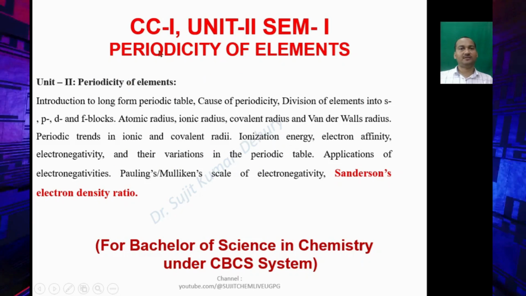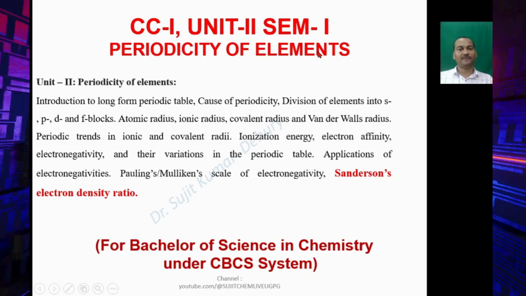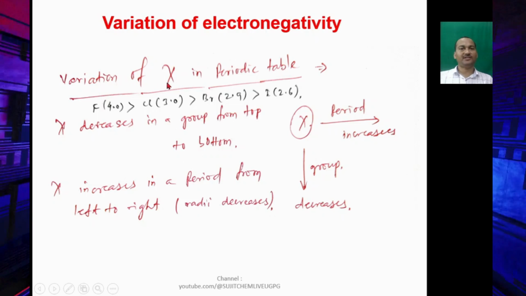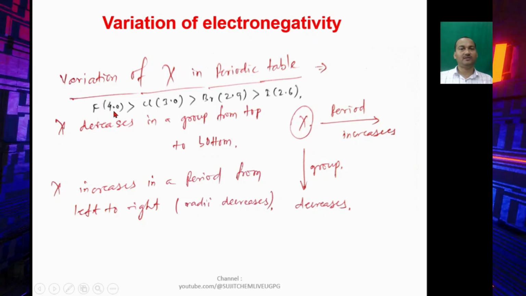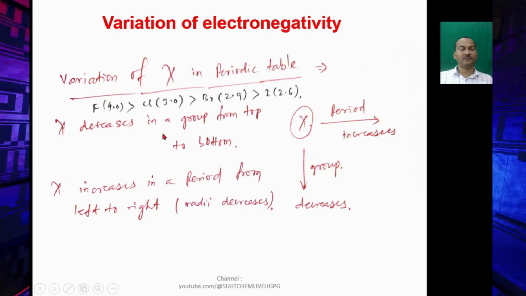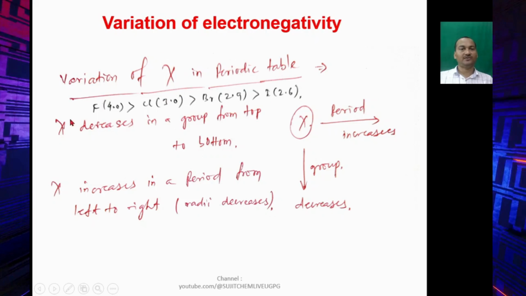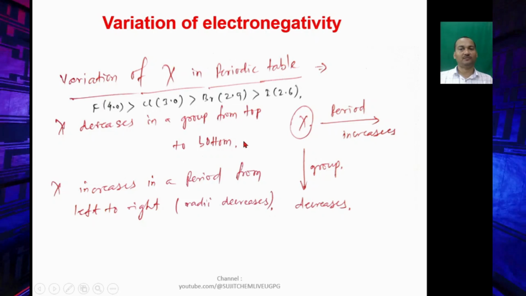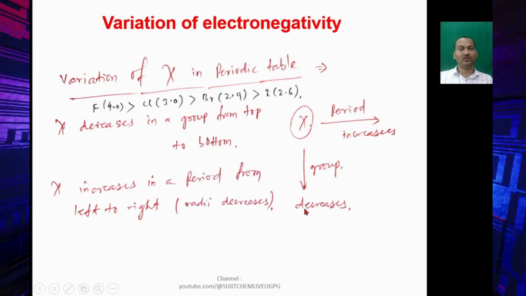So this is the syllabus, Core 1 paper, Unit 2, that is periodicity of elements. So let's discuss the variation of electronegativity in the periodic table. We can see fluorine 4.0, chlorine 3.0, bromine 2.9 and iodine 2.6. This chi is the way we represent electronegativity value. So chi decreases, or electronegativity decreases, in a group from top to bottom. So electronegativity will decrease down the group.